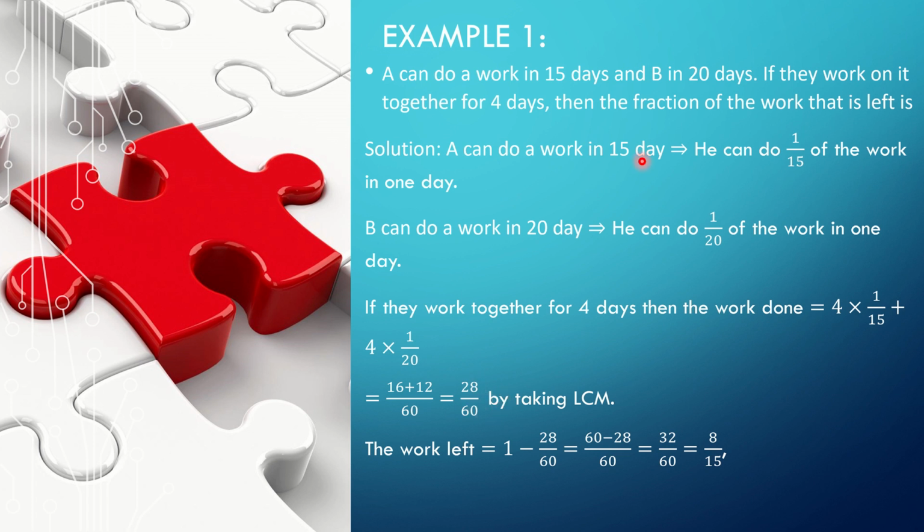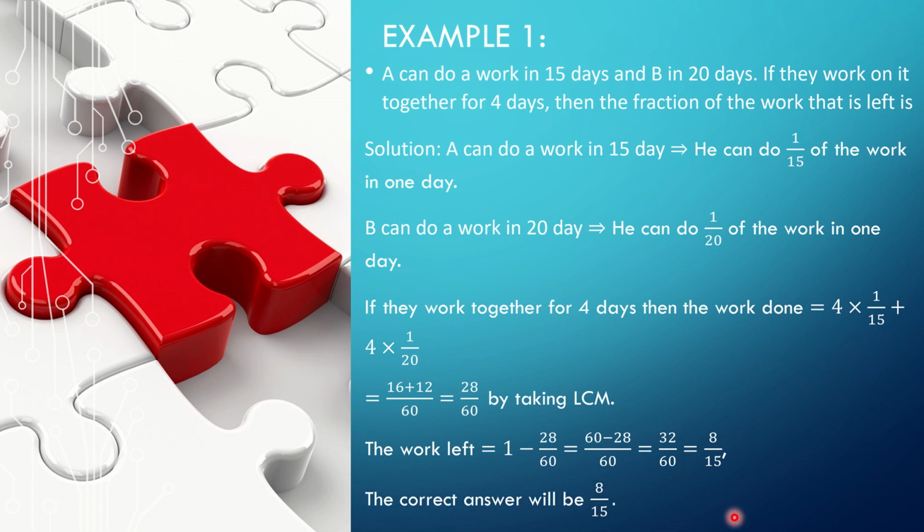If you want to find how much work is left, it is simply 1 minus this quantity. Basically 1 means 100%, the complete work. You can convert this into a percentage and take 100% minus it, or simply take 1 minus 28/60, which is equal to (60 minus 28)/60. That gives 32/60, which is equal to 8/15.